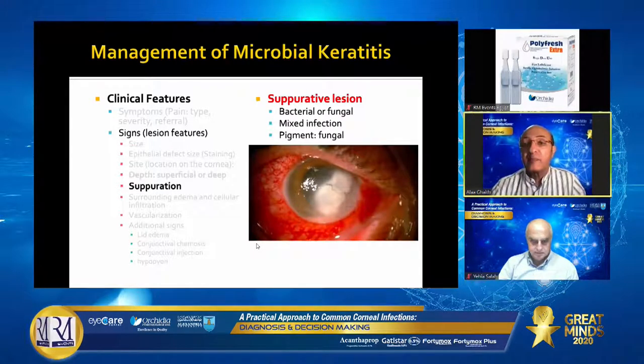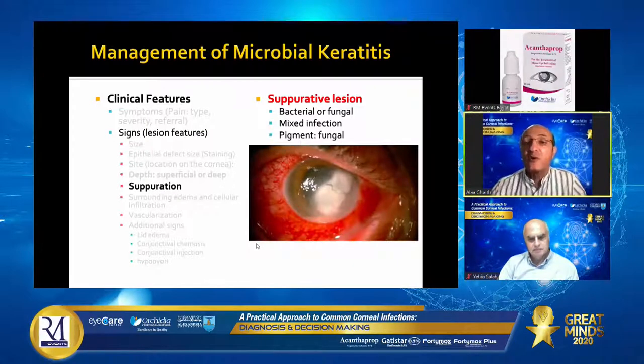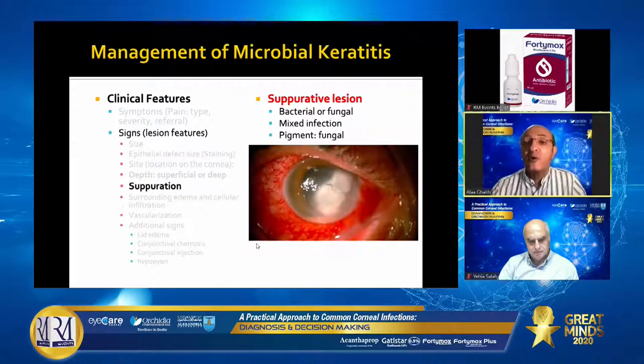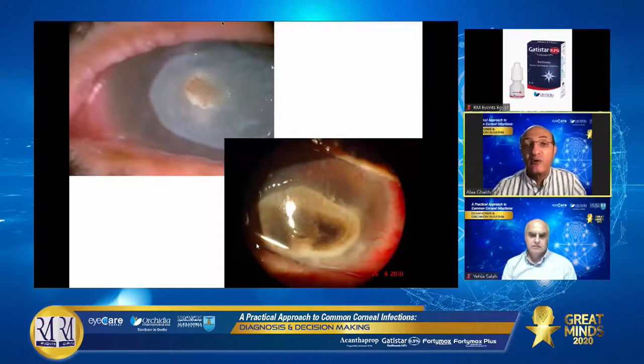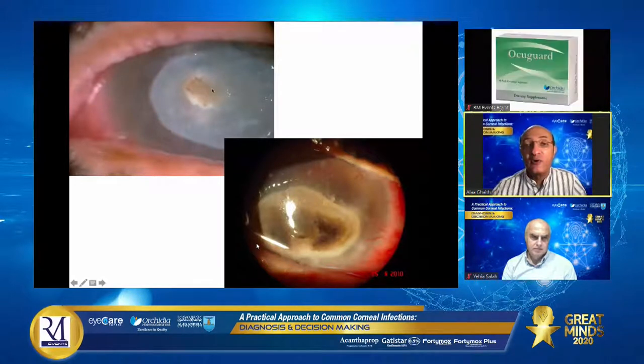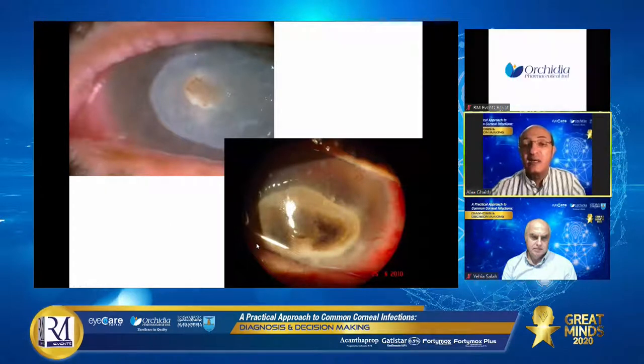Suppurative lesions usually happen in bacterial or fungal infection, or with pigment. Having pigment in the suppurative lesion is very characteristic of fungal infection, like these photos. Having pigment within the suppurative lesion is highly indicative of fungal infection.